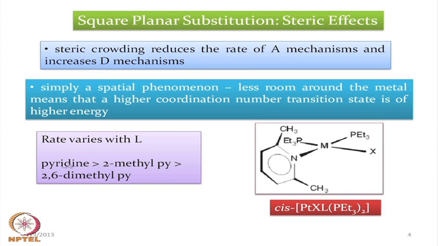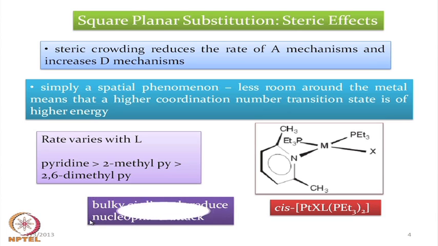So, the rate is highest for pyridine and lowest for 2,6-dimethyl pyridine for the substitution reaction. Steric crowding definitely plays an important role, and we can put some bulky cis ligands. If we put bulky cis ligands around it, that will reduce the nucleophilic attack. The nucleophilic attack will not take place on this X and this PR3. It can only attack on the other side, on the trans side. So, the cis side is crowded, but the trans side is free and it can only show substitution from the trans side.